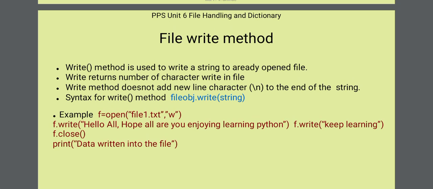So which is the example? F is equal to open file1.txt w. What is the meaning of this syntax? In the first line of this program, F is nothing but the file pointer. You have to first of all open a file. So before the write method I will clear two concepts, open and close. The open method is used to open a file, and the close method is used, after performing the operation, to close the file.